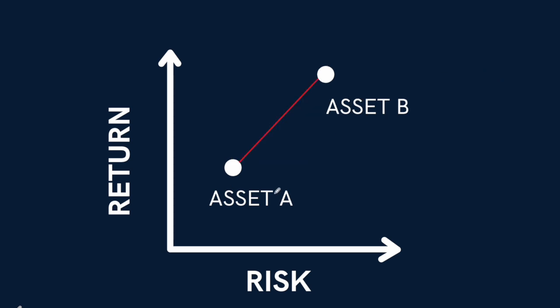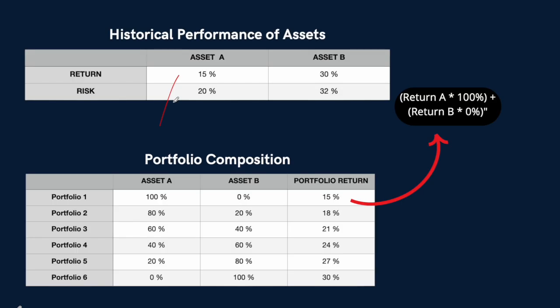And if we combine asset A and asset B in a portfolio, we can imagine the risk following the return through a straight line. For instance, we have an asset A with 15% return, which can be Coca-Cola. However, the risk would be 20%. On the other side, we have asset B with 30% return and a risk of 32%.